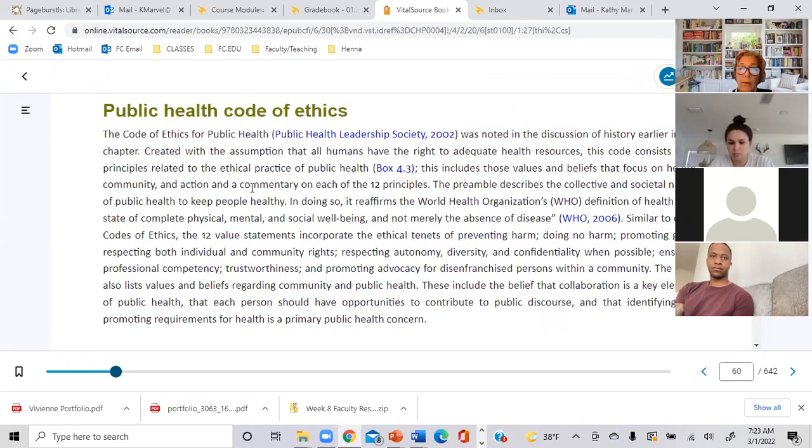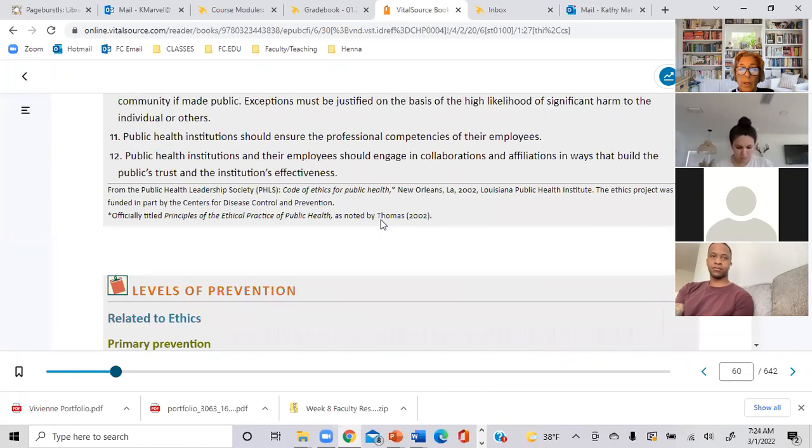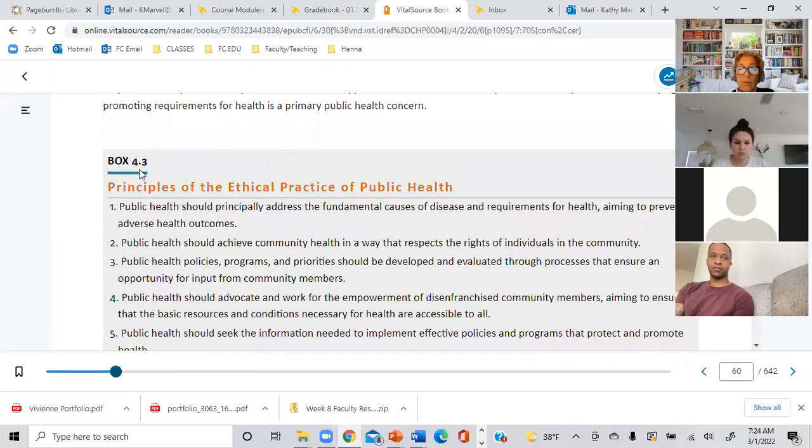And here's our public health code of ethics. Right, which was created with the assumption that all humans have the right to adequate health resources. And it contains 12 principles related to the ethical practice of public health. It includes the values and beliefs that focus on health, community, and action within each of the 12. Okay, and here they are right here.